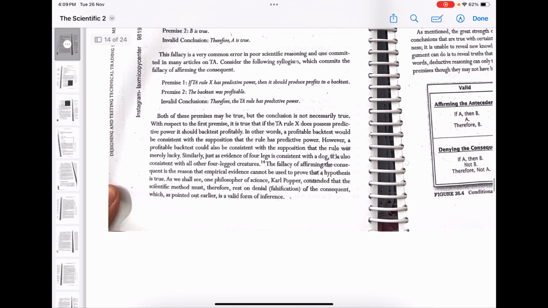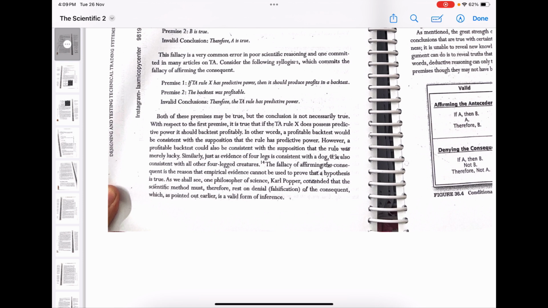This fallacy is a very common error in poor scientific reasoning and the one committed in many articles in technical analysis. Consider the following syllogism which commits the fallacy of affirming the consequent. If technical analysis rule X has predictive power, then it should produce profits in backtest. The backtest was profitable. Therefore, TA rule has predictive power. Both of these premises may be true, but the conclusion is not necessarily true.